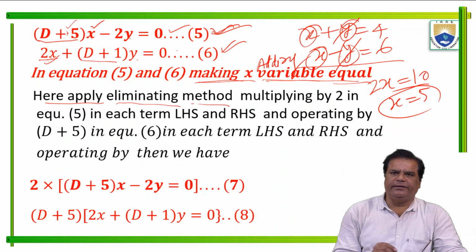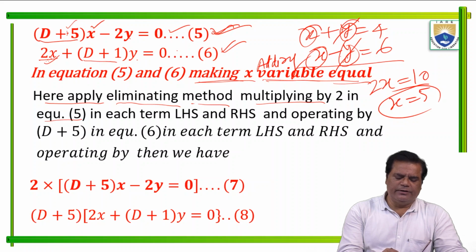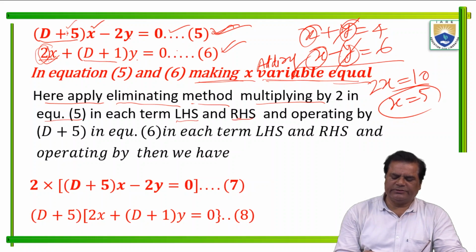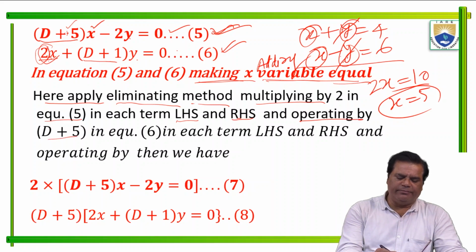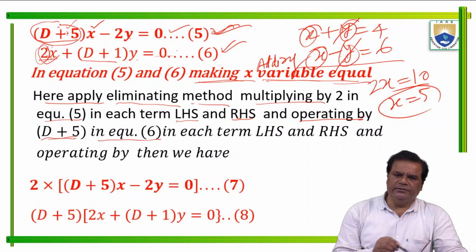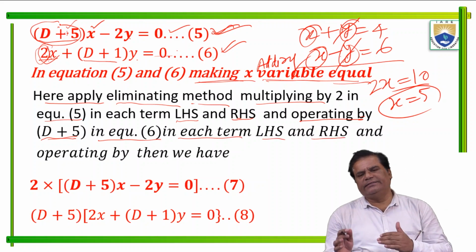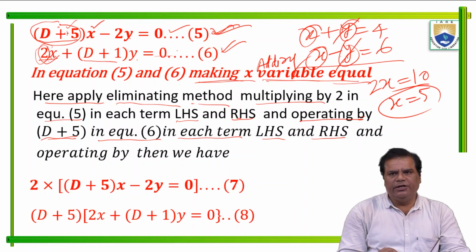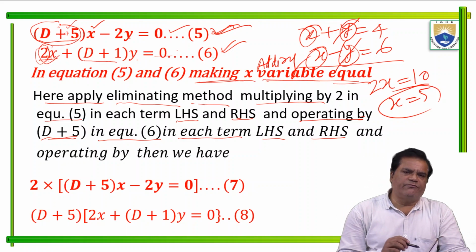Apply the eliminating method. Multiply equation 5 by 2, the coefficient of x from the other equation. And in each term, LHS and RHS, operate by D plus 5 on equation 6. In the first equation, equation 5, there is D plus 5. So operating by D plus 5 on equation 6, on both the left hand side and right hand side, and multiplying equation 5 by 2.